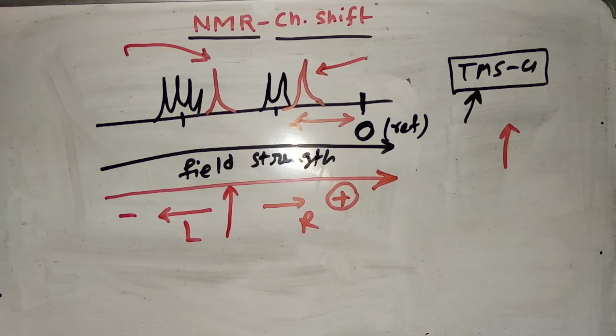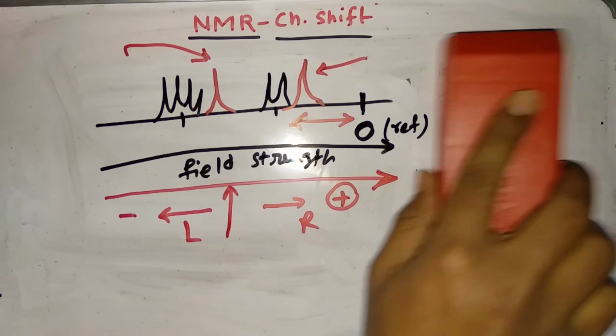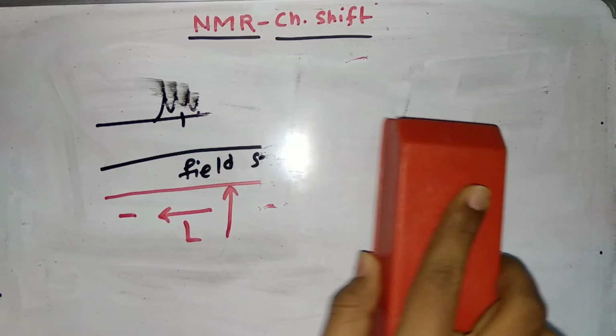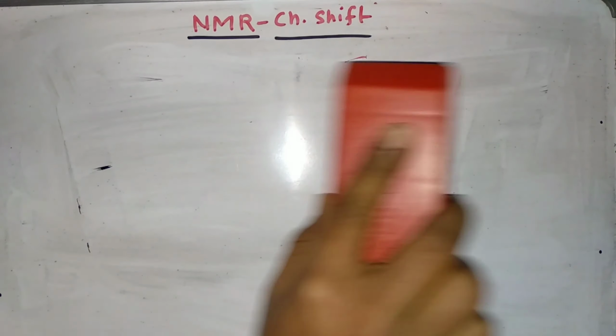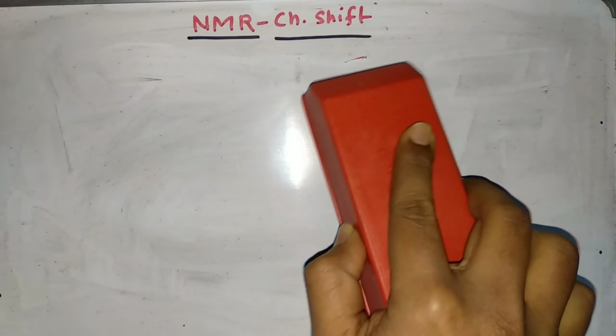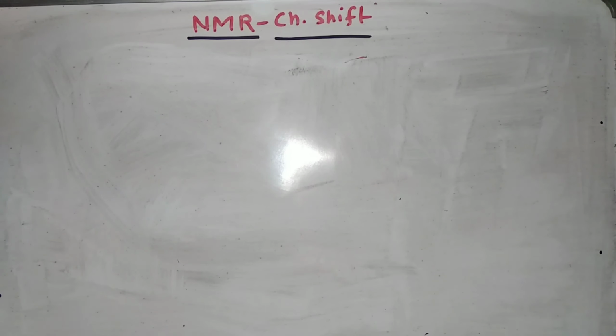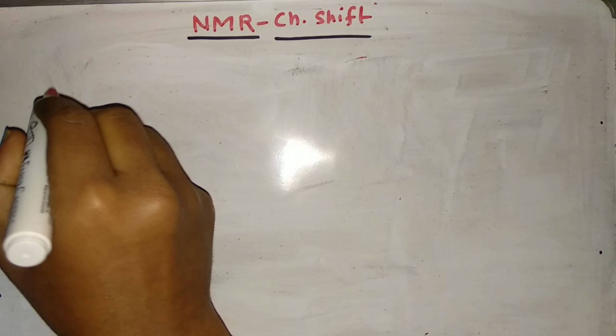Okay, so now coming to the different effects on the chemical shift. If you have any problem, just ask me on my Facebook group and also in the description of this video. So the first factor which controls the magnitude of the chemical shift is the electronegativity.